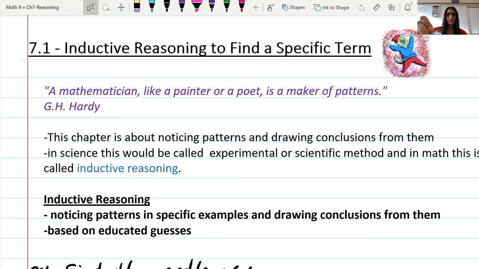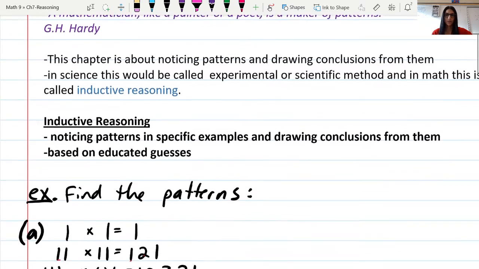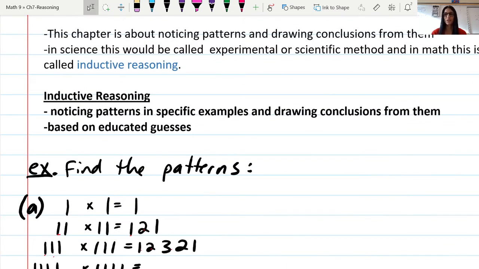I just really like this quote, so I wanted to start off by reading this. A mathematician, like a painter or a poet, is a maker of patterns. So we are going to be focusing on patterns in this chapter. So it's about noticing patterns and drawing conclusions from them.